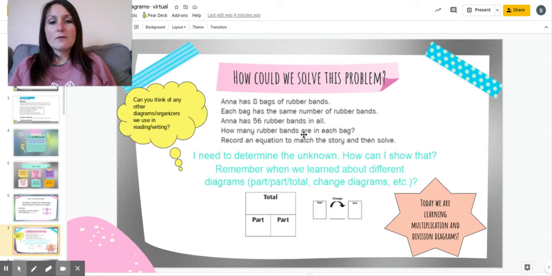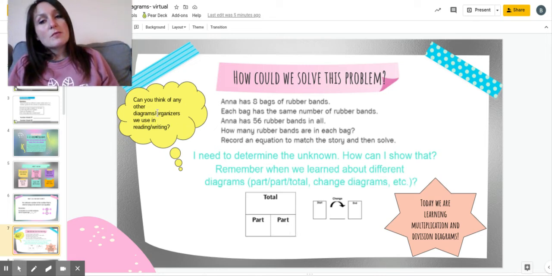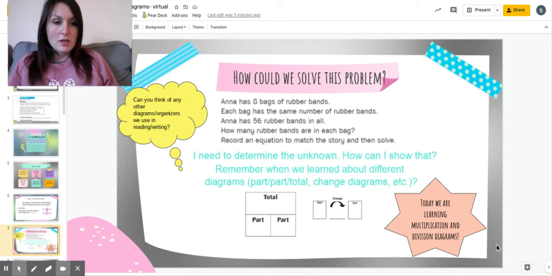This is a different problem because Anna has 8 bags of rubber bands. Each bag has the same number of rubber bands. Anna has 56 rubber bands in all. How many rubber bands are in each bag? So we want to have this equation. Well, we learned about these other types of organizers that we can use, right? We are going to be thinking of organizers we can use today, the multiplication division diagram.